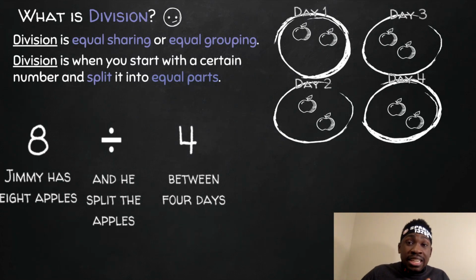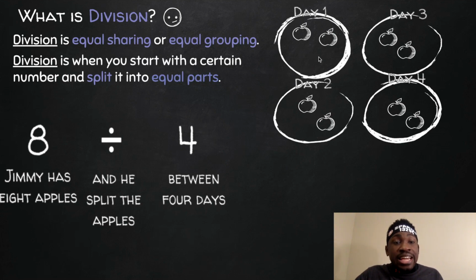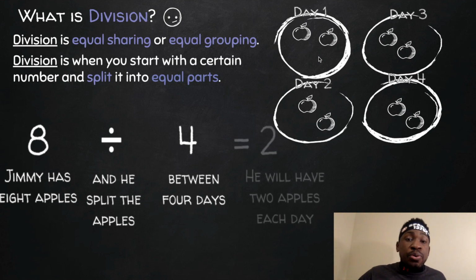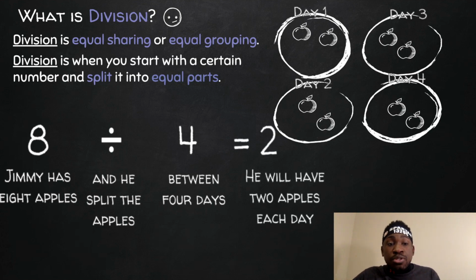So we see, based on our model, that he would eat 2 apples each day if he had 8 and then split them up between the 4 days. So 8 divided by 4 equals 2. He would have 2 apples each day. Does that make sense? All right, great.